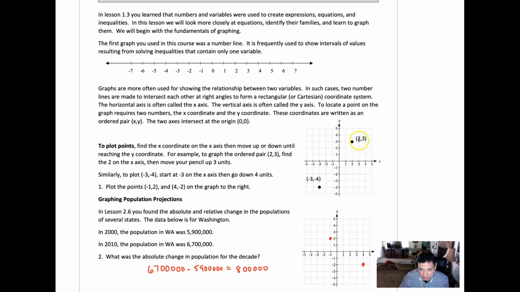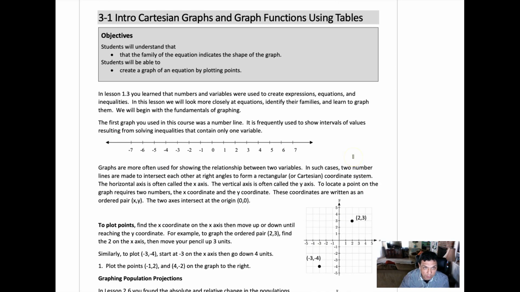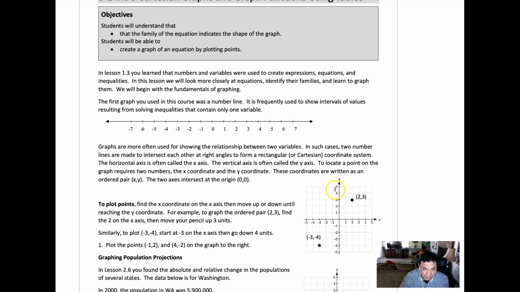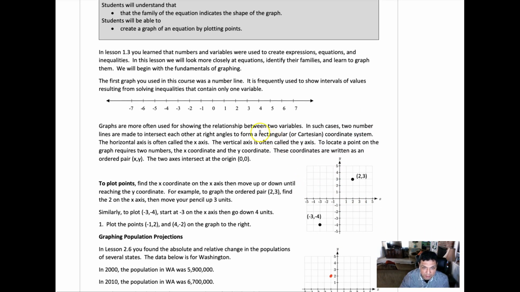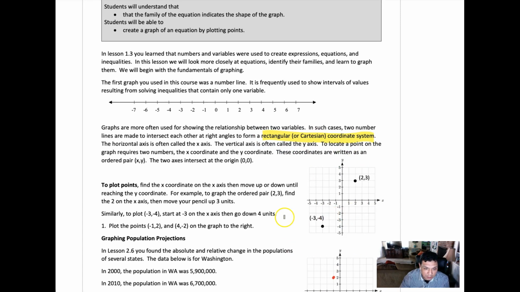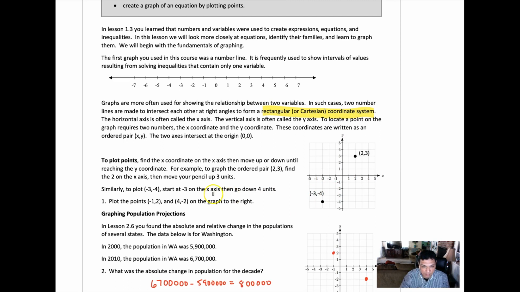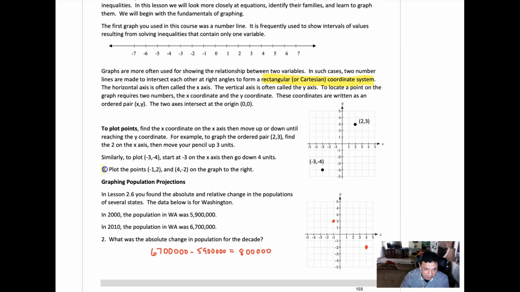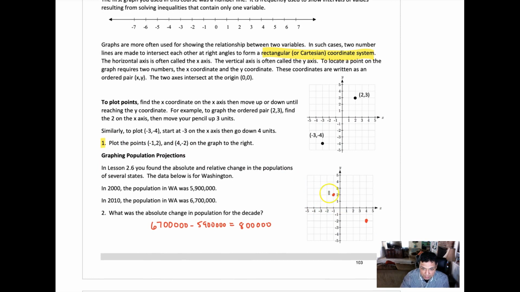Plot means, again, to indicate a location on what we call the Cartesian graphs, or the coordinate axes, or the X and Y axes. There's a lot of names you may hear for that. Rectangular coordinate system, because of the shape. So there are a lot of terms that get used for that. You can see -3, -4 is in this location, over 2, up 3 is in this location. So your first task is to plot those points.